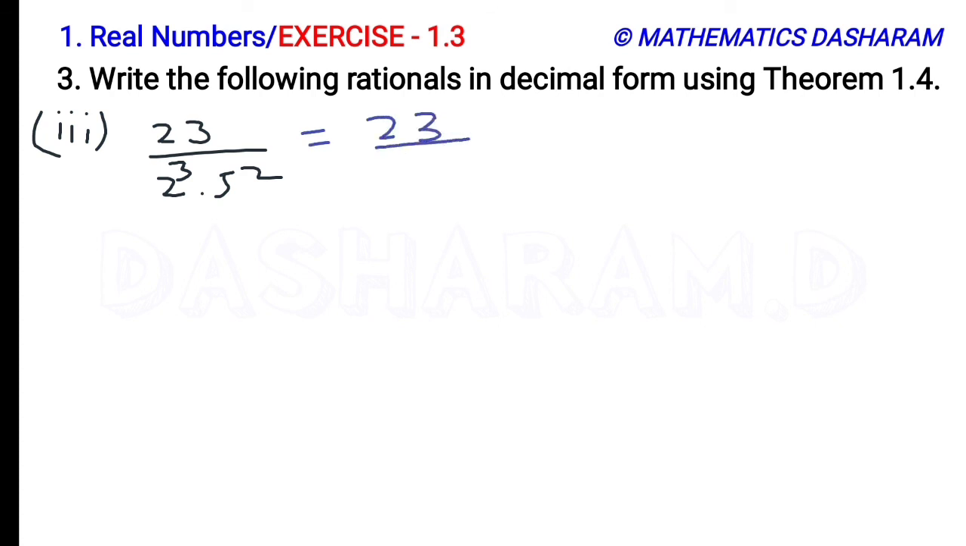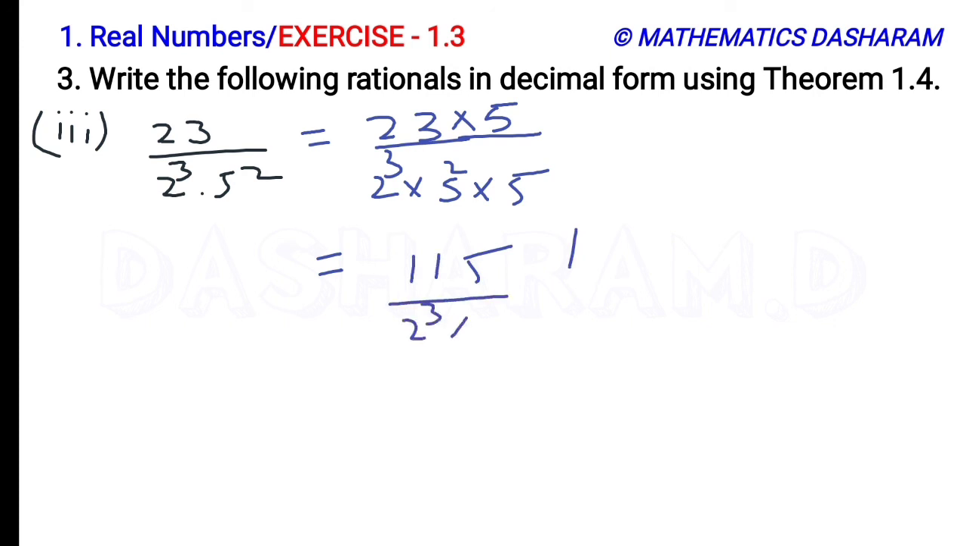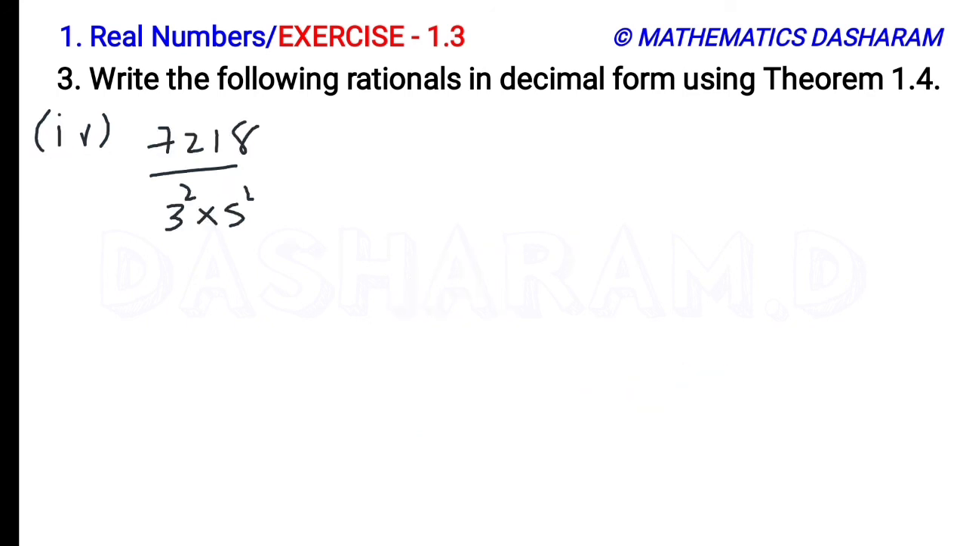Third question, 23 divided by 2 cube into 5 square. To get the decimal form easily, we need the same exponent for the 2 and the 5. So that is why, for 2 cube into 5 square, one more 5 is required beside. So multiply the same 5 with the numerator also. 5 3s are 15, 1 carry, 5 2s are 10, 11. Now here 2 cube into 5 cube, so 115 by 2 cube into 5 cube, which is 1000. So 0.115.